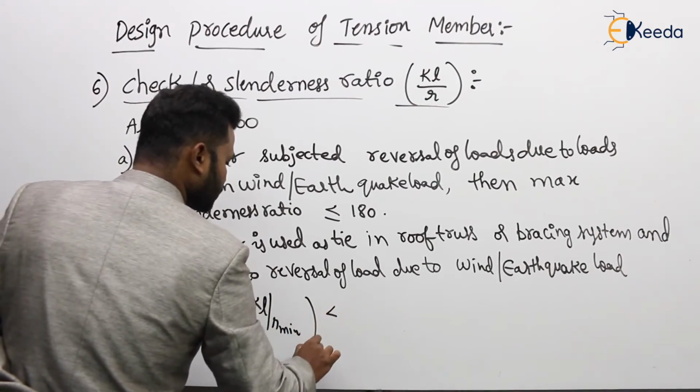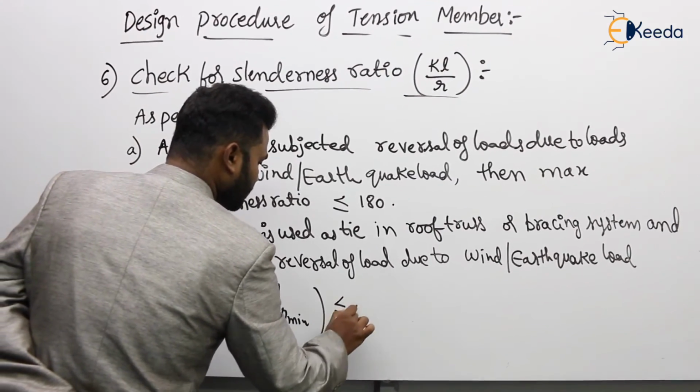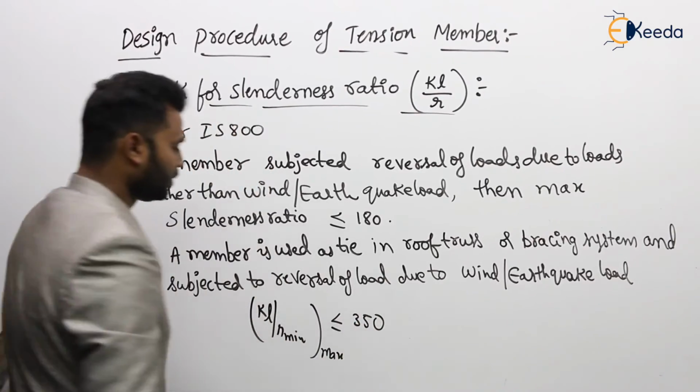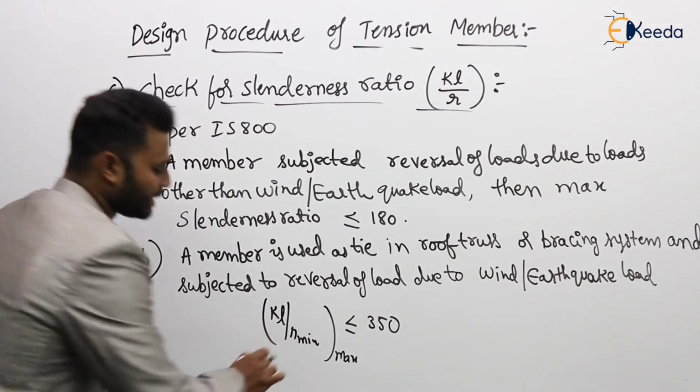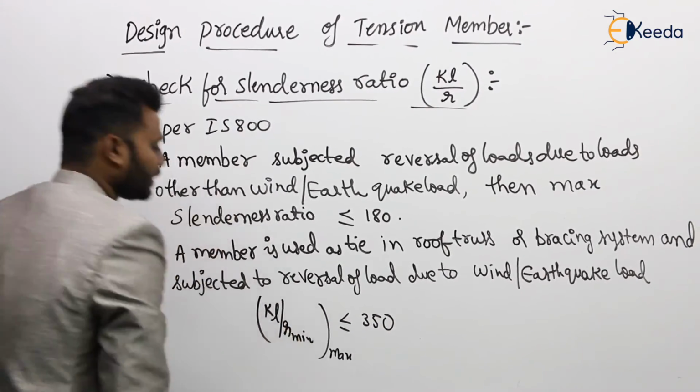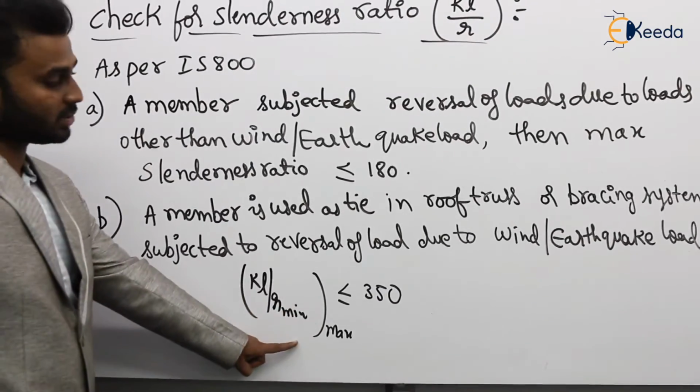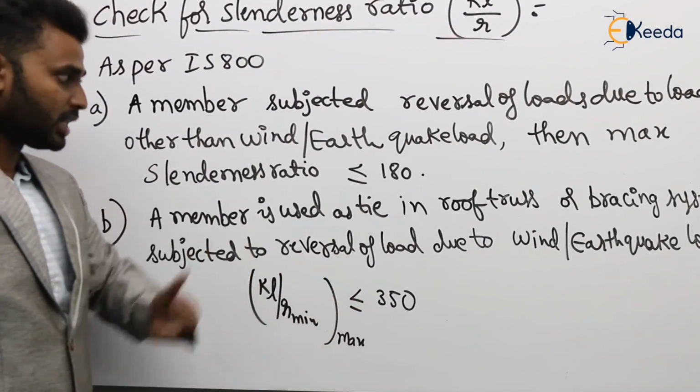So maximum slenderness ratio should be less than or equal to 350. So KL by R minimum is the slenderness ratio. This is R. KL by R minimum. So maximum slenderness ratio should be less than or equal to 350.